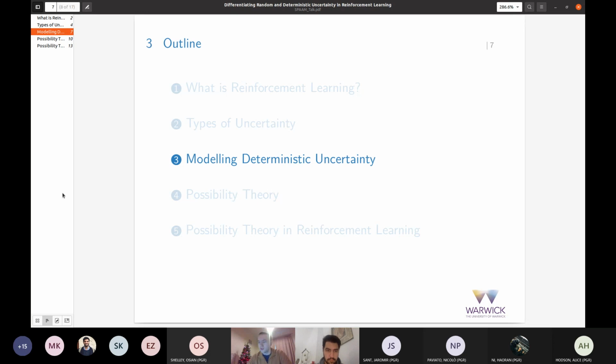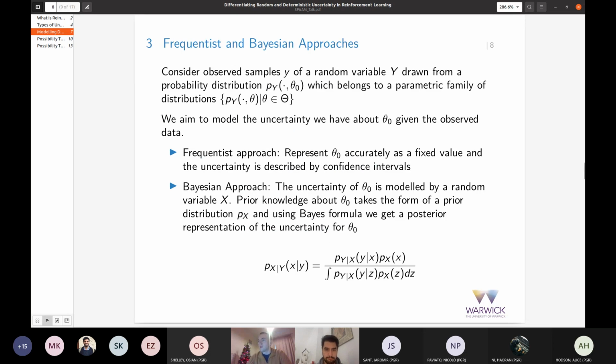So, modeling deterministic uncertainty. We'll consider a specific example here of some samples of a random variable y drawn from a probability distribution p_y(theta naught), which is fixed, which comes from a family of parametric distributions. Obviously, the value of theta naught is an example of deterministic uncertainty. You don't know it, but it's fixed.